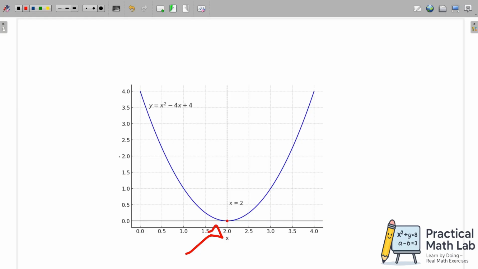So there's the answer to the equations, quick and straight to the point.